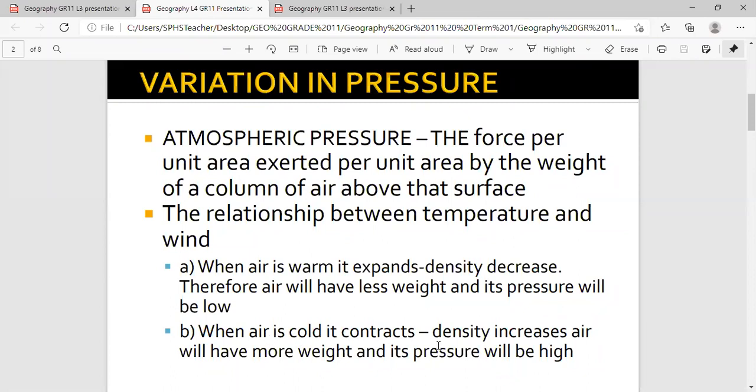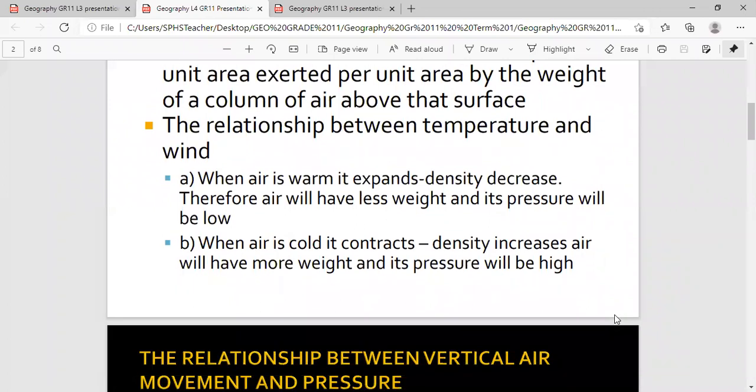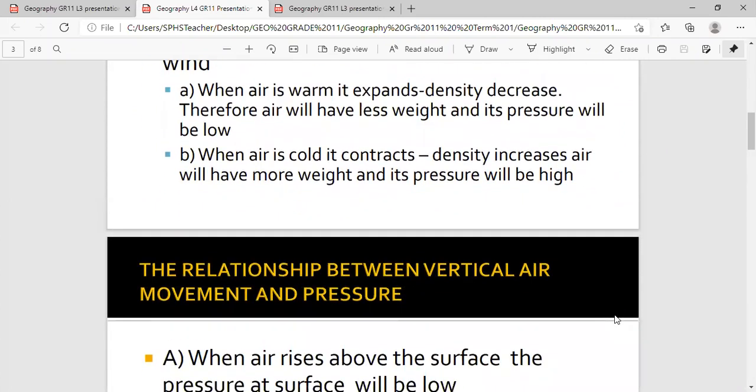When air is cold, it contracts, density increases, air will have more weight, and its pressure will be high. Basically, let's give an example of water. When the water is cold, it becomes dense, and then it cannot rise. All right, that makes sense. Hence we don't get rain in winter because the air does not rise. It is dense because of the temperature.